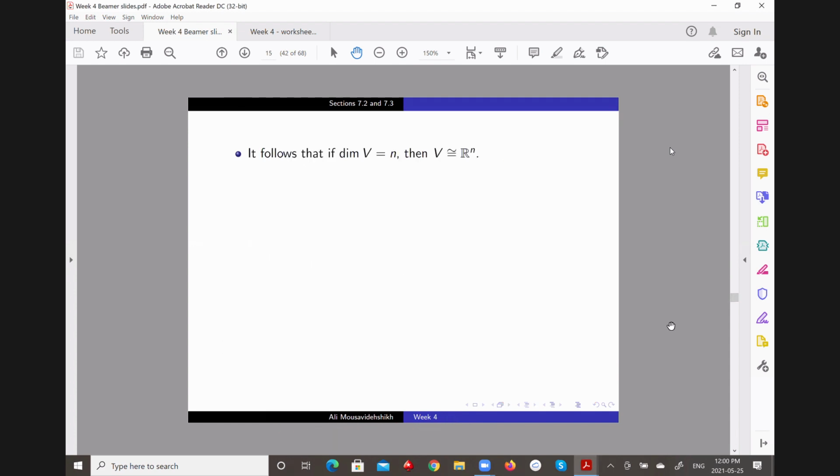So consequently, it follows that if the dimension of a vector space is n, then it must be isomorphic to Rn because the dimension of Rn is n. Okay, I'll stop there and I'll give a 10-minute break and then we'll start the second half of the class.